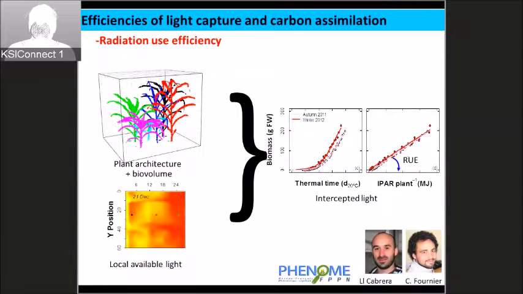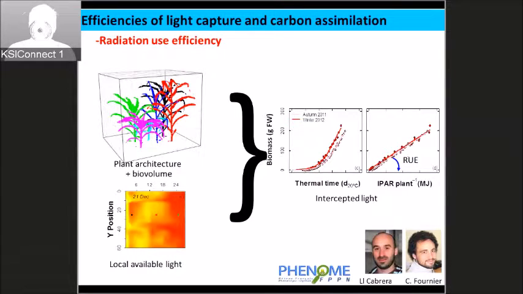And they also have models for calculating the local available light in the platform. So at each position in the platform and at each day during an experiment, they know what the available light was. So with these two processes, they get the biomass and the intercepted light by the plant.